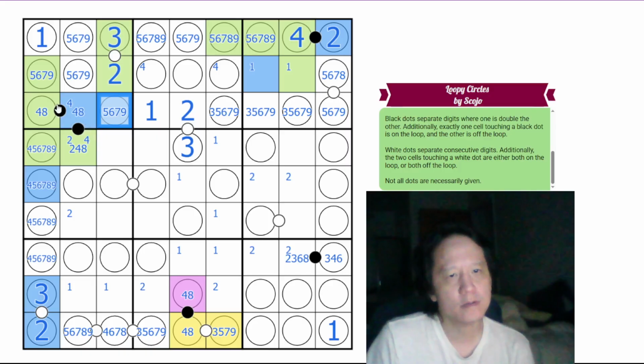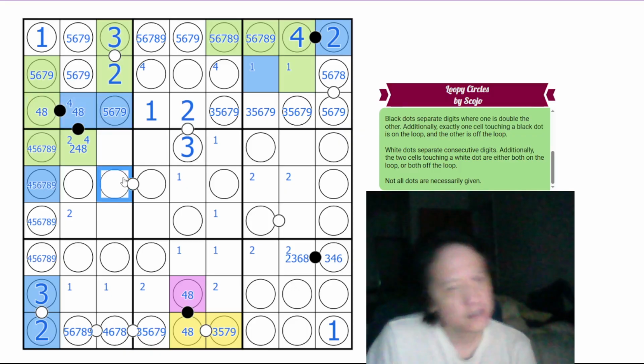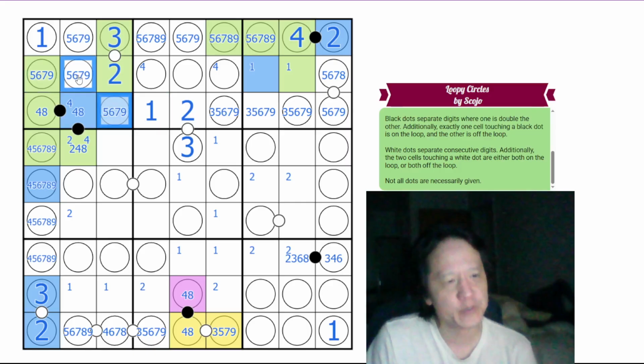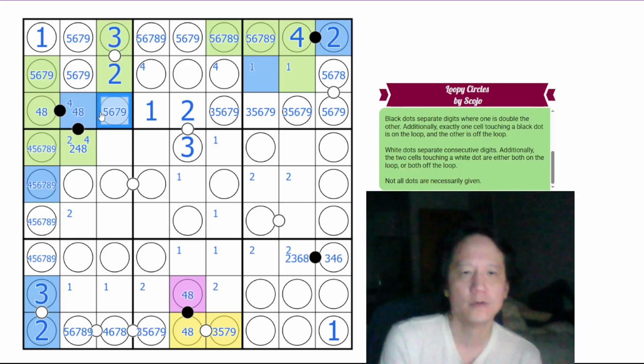Oh. It has to be 2 off the loop and 2 on the loop. Right? This is guaranteed to be off the loop. Oh, wait, no. We don't have anything with this. So, at least 2 are on the loop, and at least 2 are off the loop. We don't know about the third. The third could be on or off the loop.